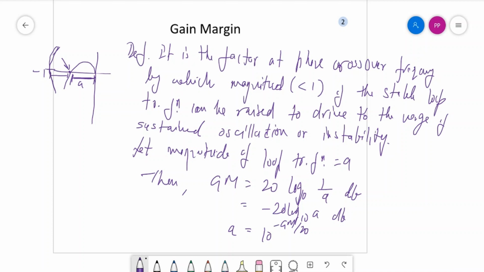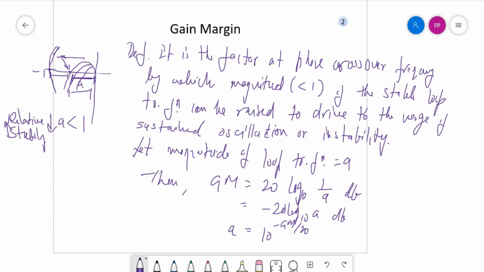So you can understand that smaller is the value of A, A is less than 1 definitely, but smaller is the value of A, then higher will be the relative stability of the system, because smaller is the value of A, the system will be away from the minus 1 point. If it increases and crosses minus 1 point at phase crossover frequency, then definitely the system is unstable.